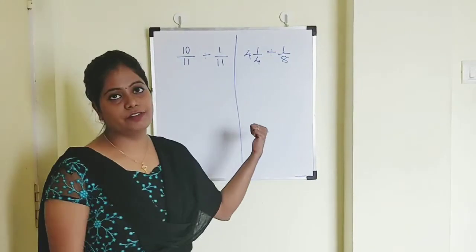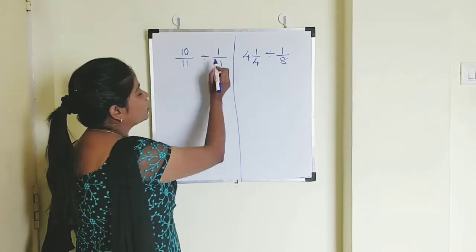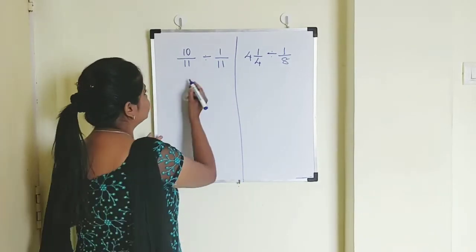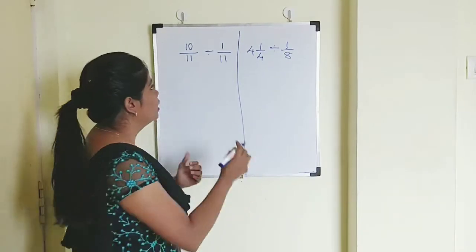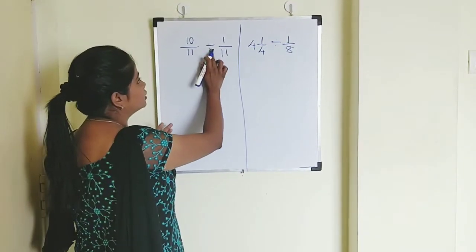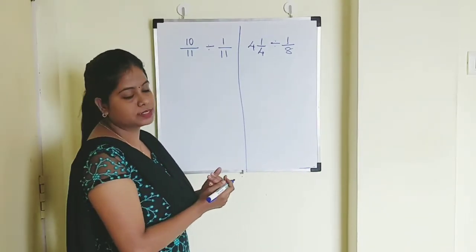Okay, so let's solve a few more examples. As you can see, 10 by 11 divided by 1 by 11. So again I have to perform multiplication. Before I perform multiplication, I need to do the reciprocal. And the reciprocal I will be doing after the division symbol. So the number that comes after the division symbol, I have to do the reciprocal of that.